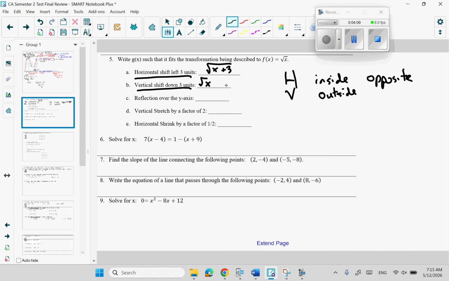So that's going to be outside of the function. In this case, the function being the radical. So I get the square root of x, minus 3 on the outside. Reflection across the y-axis is going to be in the inside function, multiplying by a negative. Vertical stretch by a factor of 2 is on the outside. Shrink by a factor of 1/2, that's inside, and again, opposite.